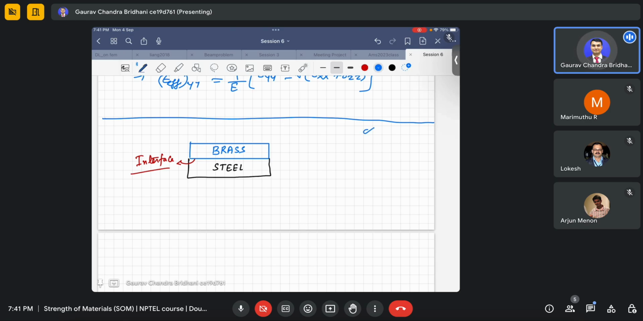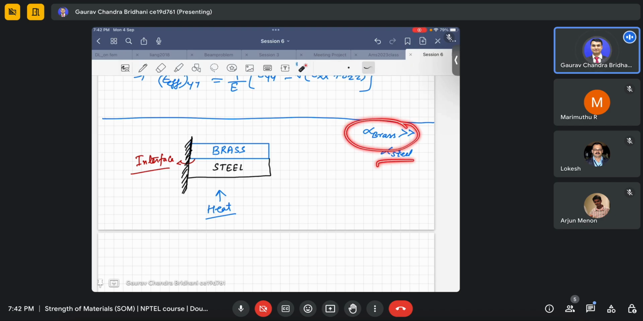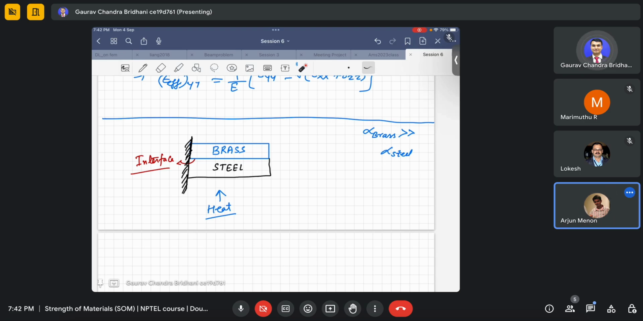The given is that alpha for brass is far greater than alpha for steel. You have seen alpha for steel is very small, but alpha for brass is very large. Now it is subjected to some temperature change. For the sake of simplicity, I will restrict this edge. I'll say this is a restricted edge, so it is not moving in that direction. It has to move in one direction only. As alpha for brass is greater than alpha for steel, for the same change in temperature, which will have more strain? Brass will have more strain. That means the brass will have more change in length compared to the steel.